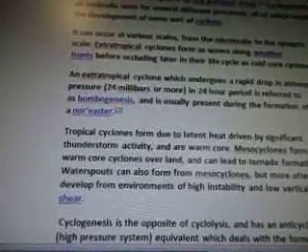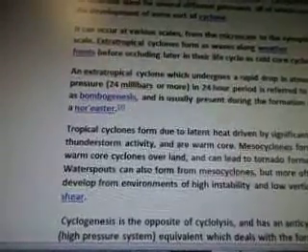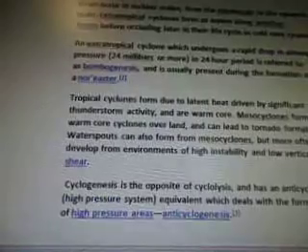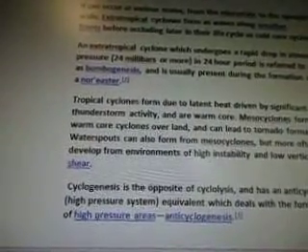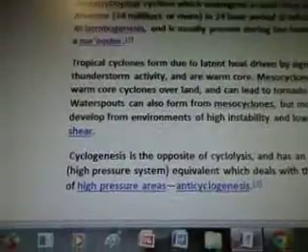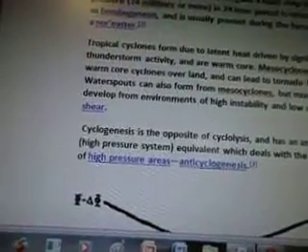An extratropical cyclone, which undergoes a rapid drop in atmospheric pressure, 24 millibars or more, in a 24-hour period, is referred to as bombogenesis. It is usually present during the formation of a nor'easter, which we just experienced this week and got about 4 feet of snow. Yes. Okay. Which is why it's really good for getting some filming done.